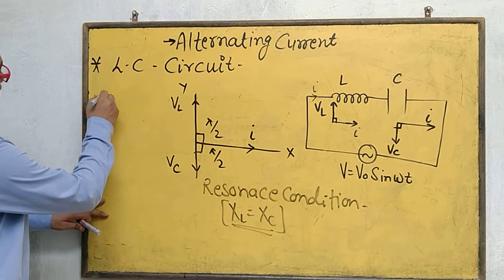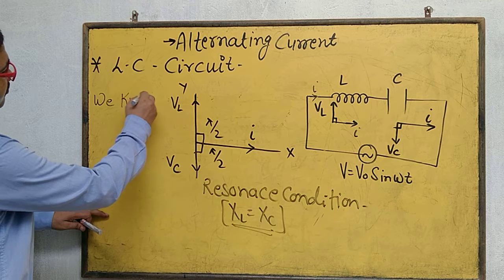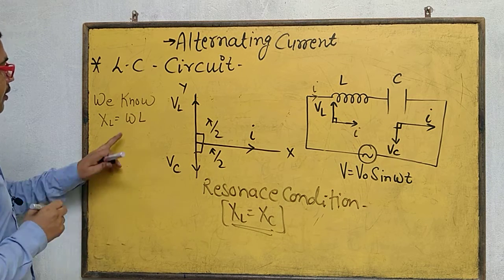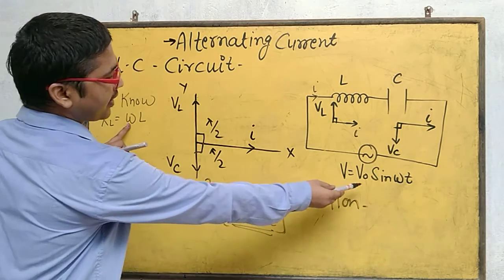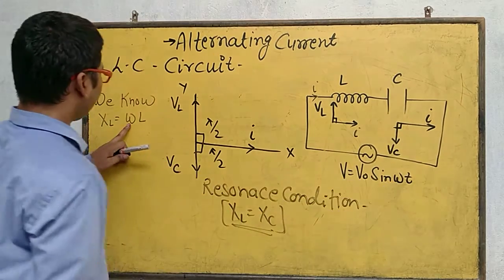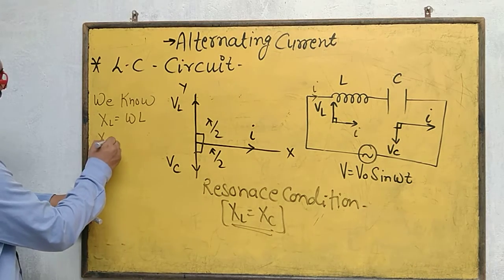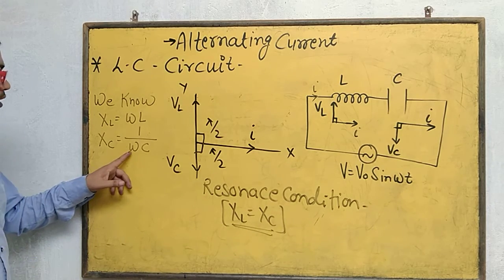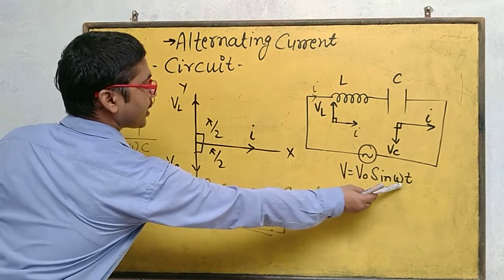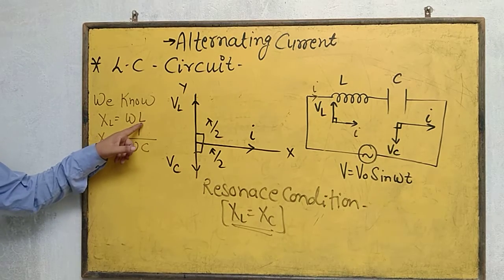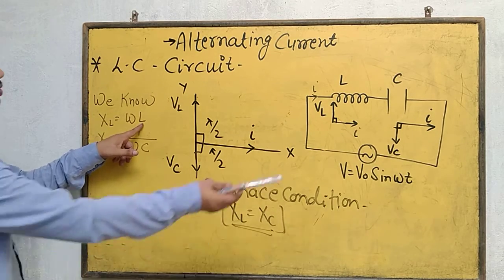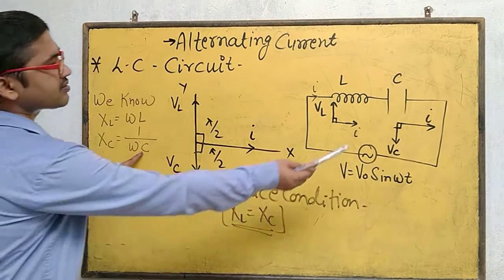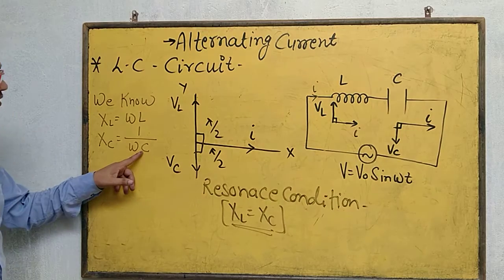We know that XL can be written as omega into L, where omega is the angular frequency of the applied voltage. Here you can see the omega. And XC can be written as 1 upon omega into C. Here again omega is the angular frequency of the applied voltage. Now this L is the inductance of the inductor used in this circuit, and this C is the capacitance of the capacitor used in this circuit.